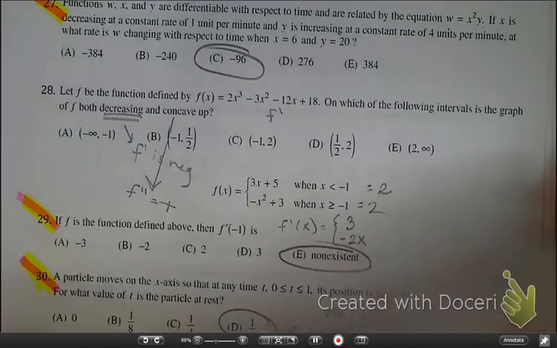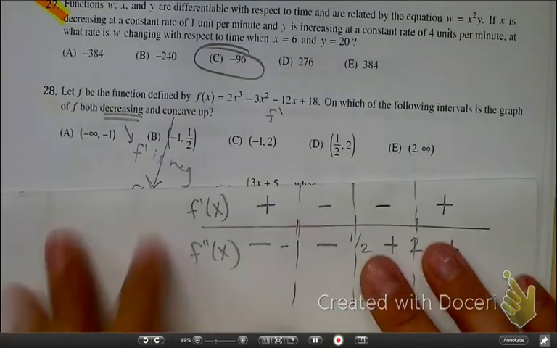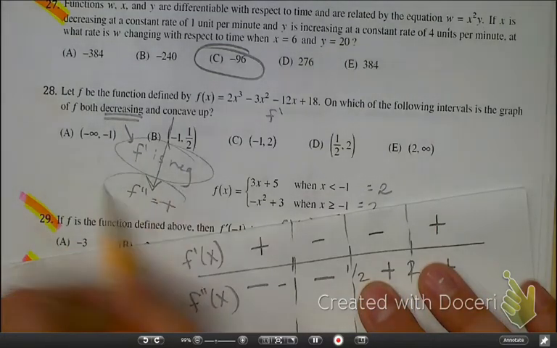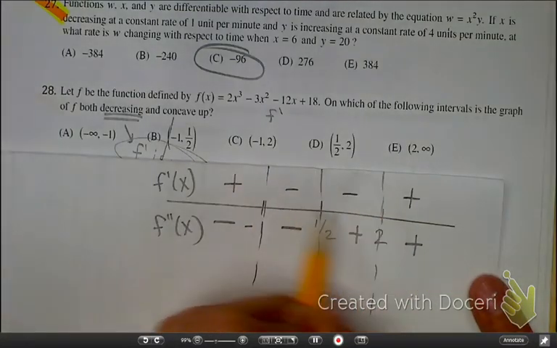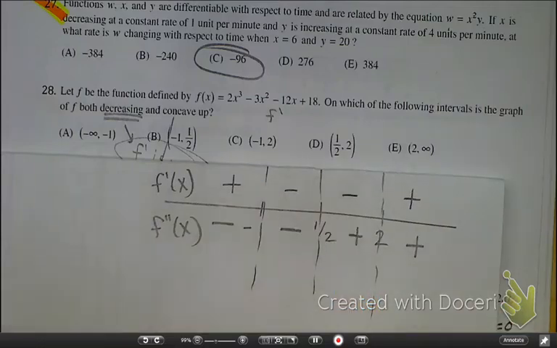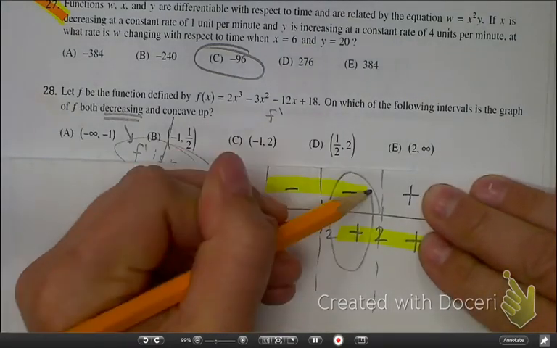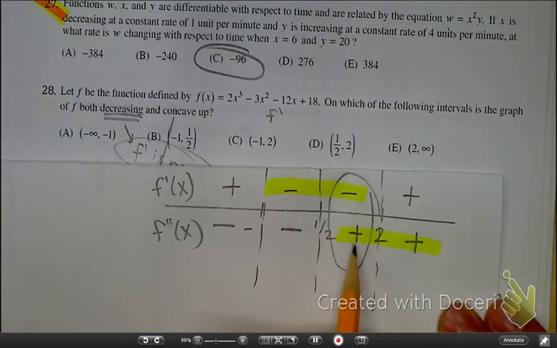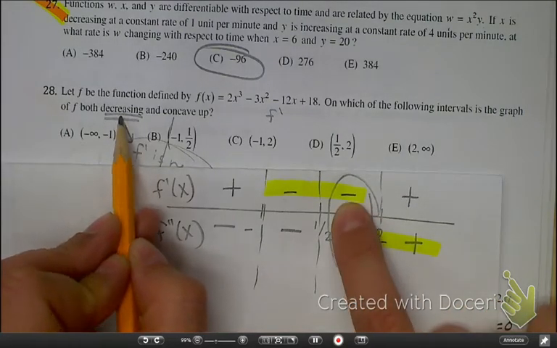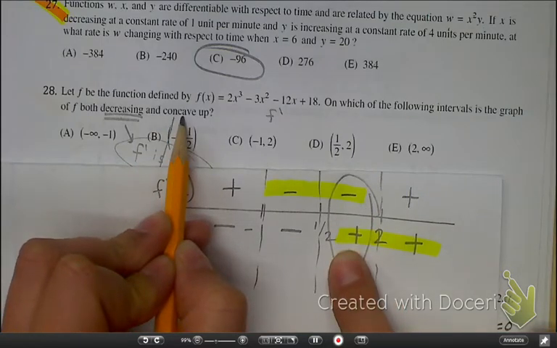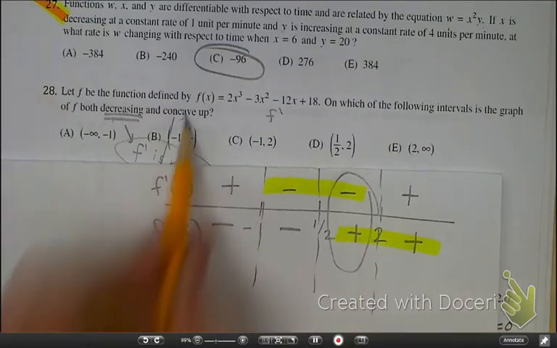Going back to our notes from earlier, I'm looking for where the first derivative is negative and the second derivative is positive. If I look at this sign chart, the first derivative is negative here and the second derivative is positive here. If I highlight, those two overlap right here. This is where the first derivative is negative and the second derivative is positive, which means the original function is decreasing, because of the negative, and concave up, because of the positive. So the function is decreasing and concave up between 1/2 and 2. That would be answer choice D.